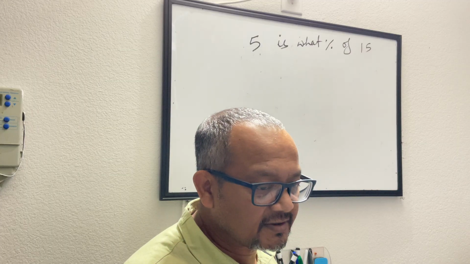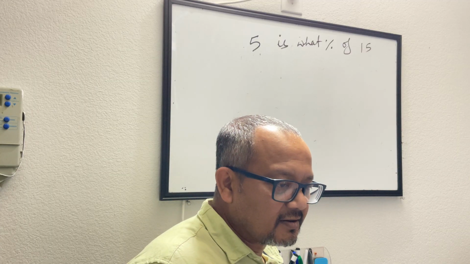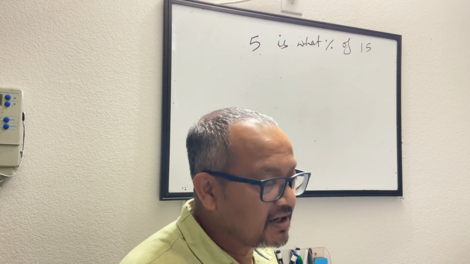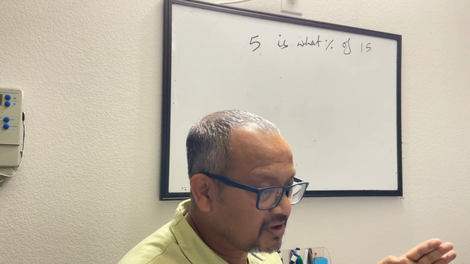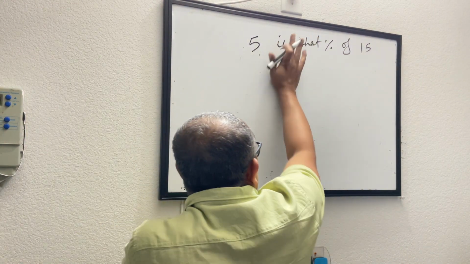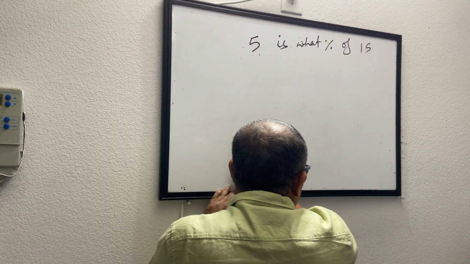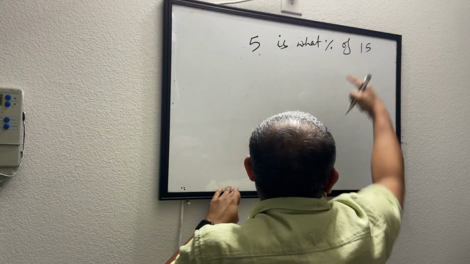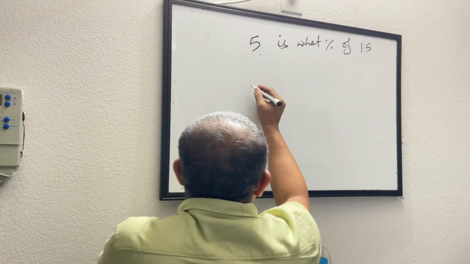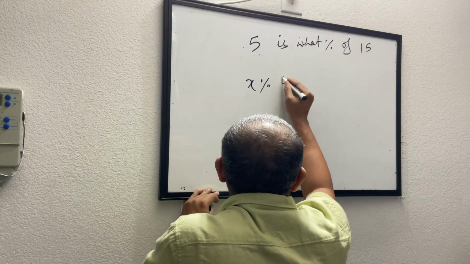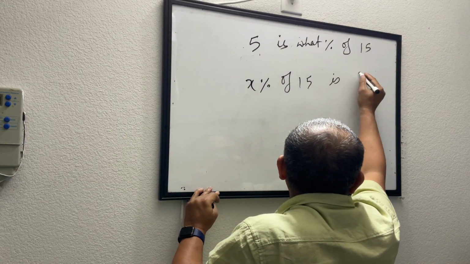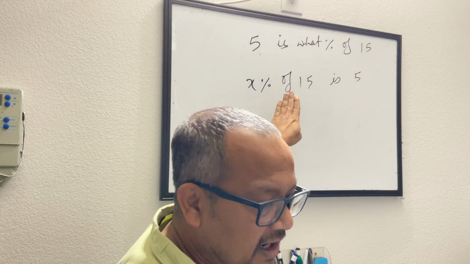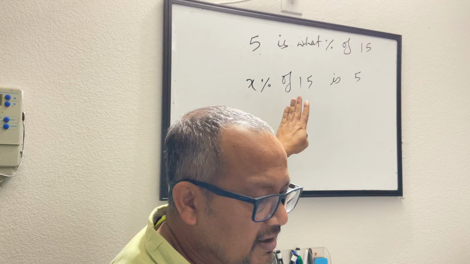Yes, Anahita. I think it's 33.3. Yep, that's the answer. But again, how did we get to the answer is what I'm trying to expand here. And from that we'll derive a formula for using in future. Now let's look at it. 5 is what percentage of 15? We don't know. So I'm saying X percent of 15 is 5. Whatever I didn't know, I put an X to it. Ayush, is that okay?